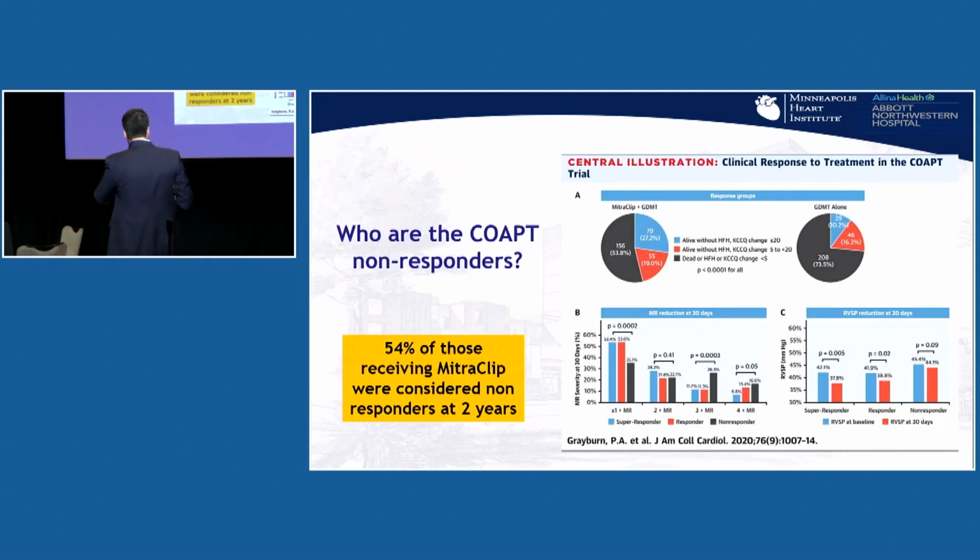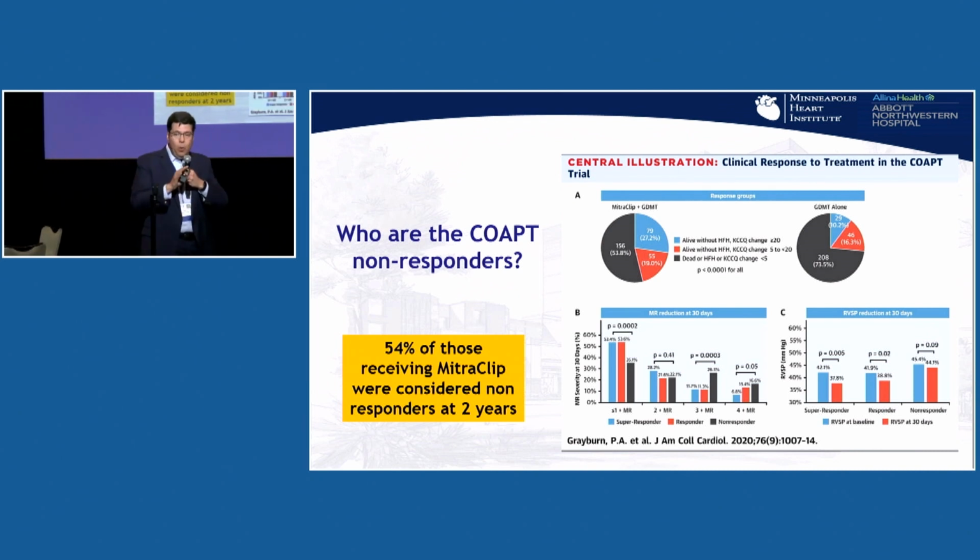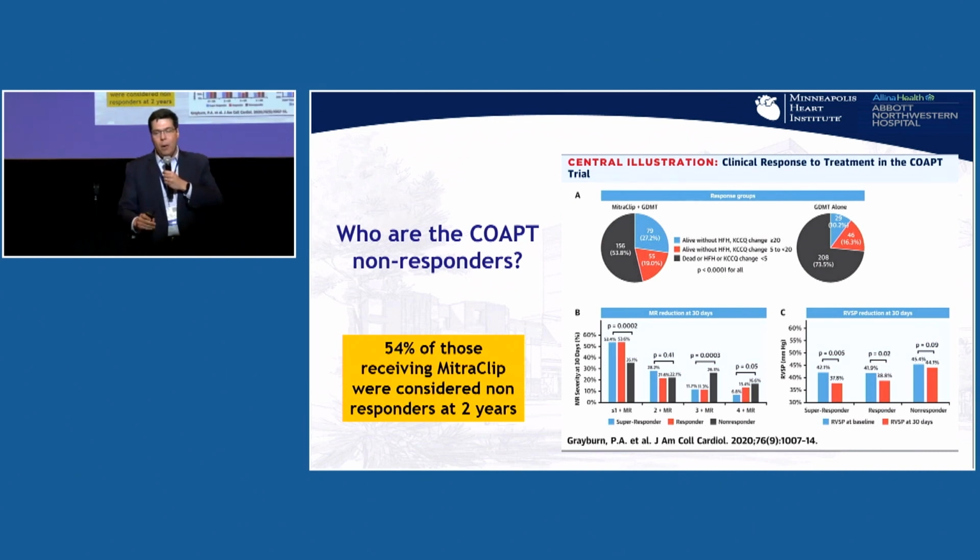Now let's talk about not the degenerative MR, but FMR. In FMR, we know obviously the results of the COAPT trial, but we still have in this analysis done by Paul Grayburn at the 2-year follow-up, 54% of the patients that received MitraClip were considered to be non-responders.